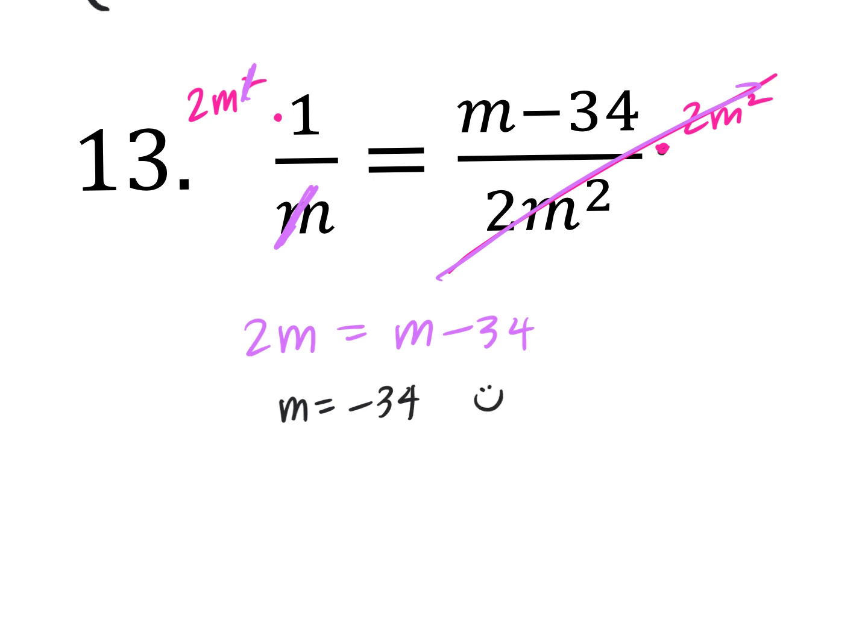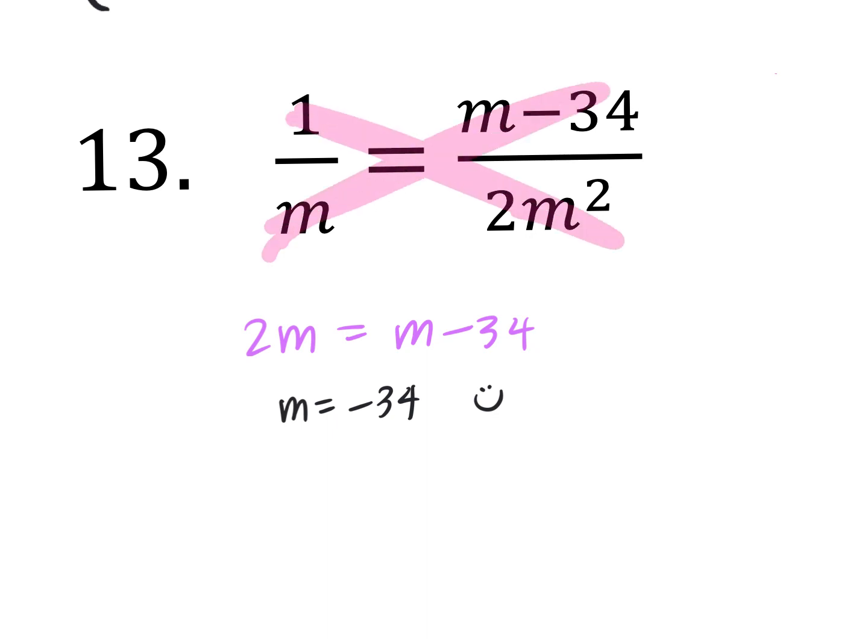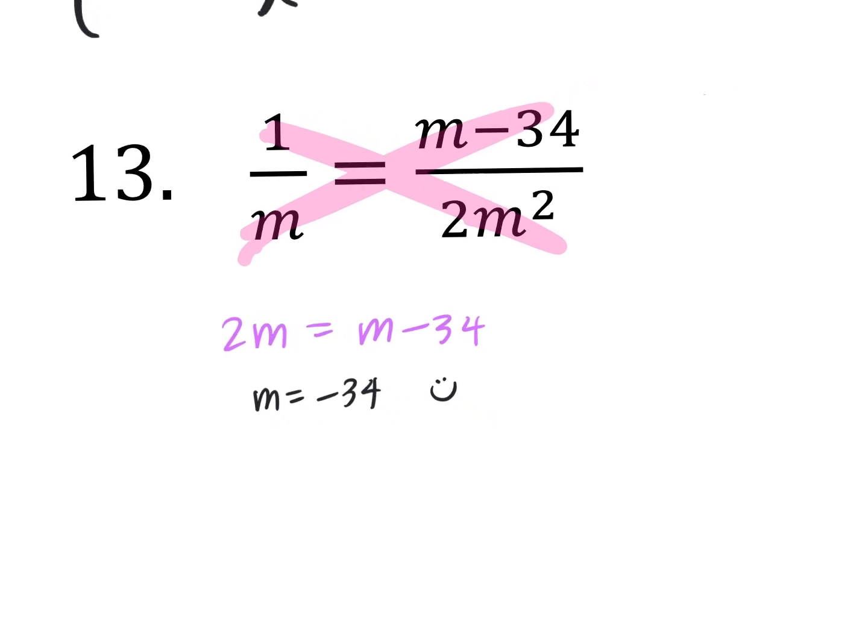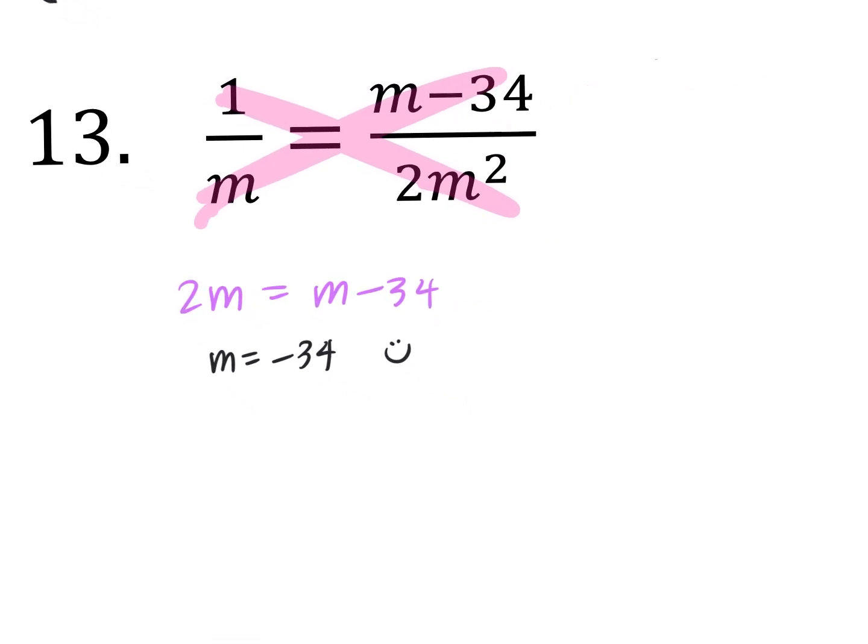Yay. But I'm going to show you another way to do this in case you were thinking, I wouldn't have come up with that on my own. Whenever you've got a fraction equal to a fraction, can we cross multiply? That's just another tool in your toolbox. What would 1 times 2m squared get me? 2m squared. What would this get me? Be careful. m squared minus 34m.